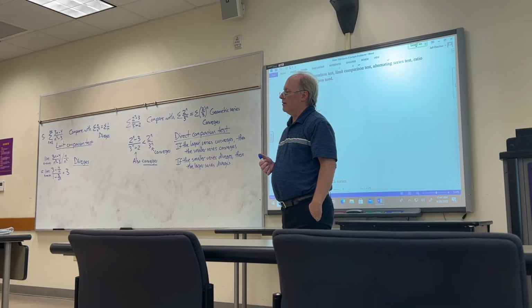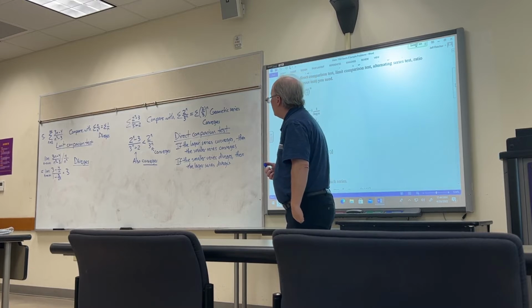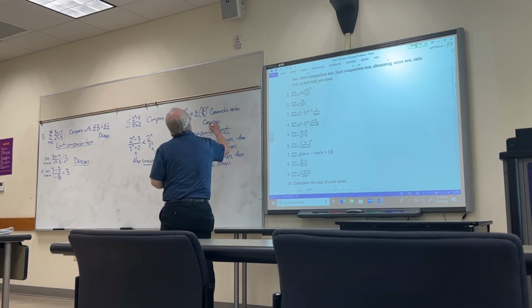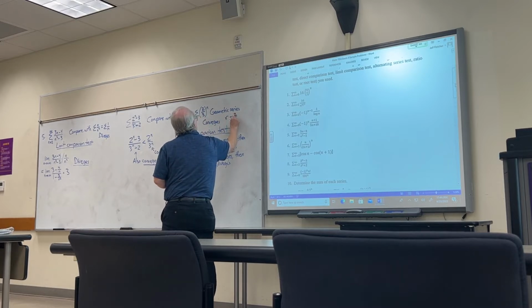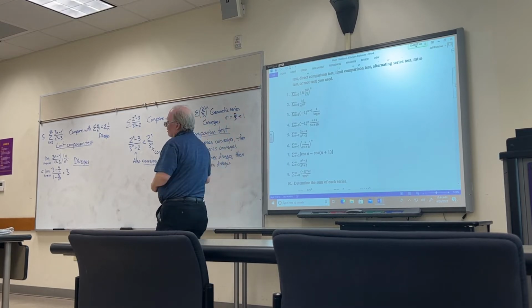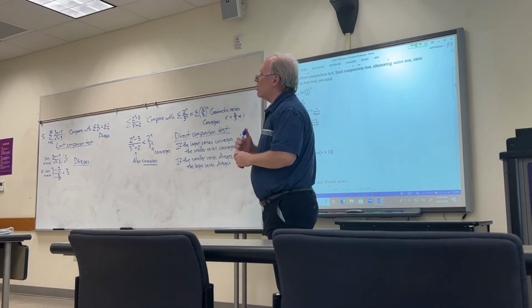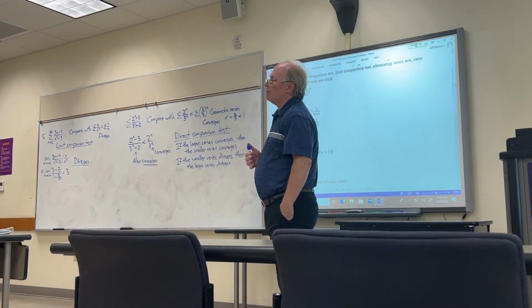How do you know that the 2/3 to the nth power converges? Because it's a geometric series, and what's R? R is 2/3, and that's less than 1. With the geometric series, if the absolute value of R is less than 1, then it converges.